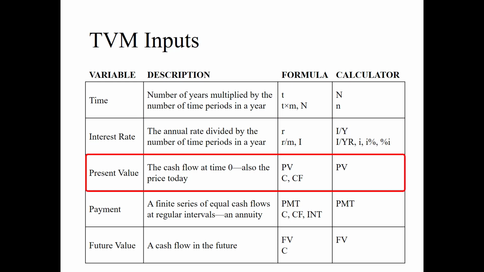Our present value is going to be the cash flow at time 0. It's going to be the amount that we save today. In certain types of problems, we would call it a price, usually denoted by a PV. Our payment is not applicable in this example, and our future value is going to be the amount of the cash flow in the future. It's going to be how much our investment is worth at some point in the future.